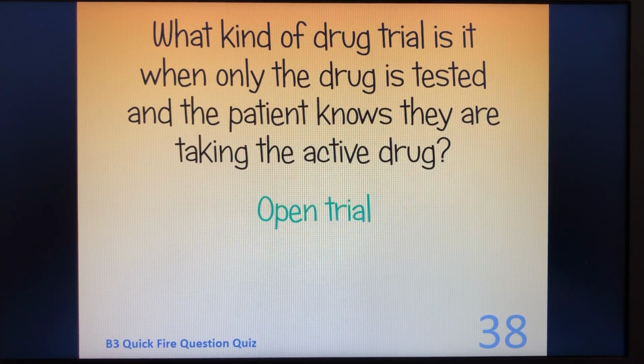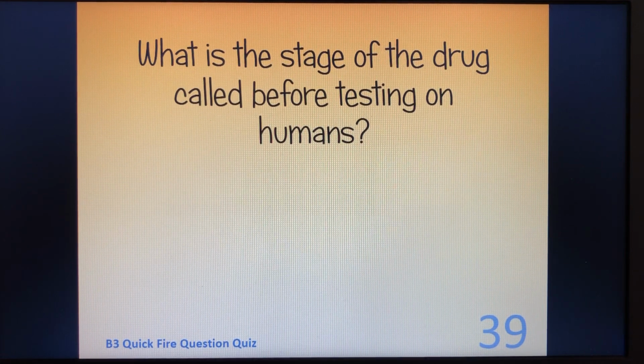Question 39. What is the stage of the drug trial called before testing on humans? So testing on humans is called the clinical stage of the drug trial, and before it's tested on humans, maybe looking at computer models, testing on animals, or human tissue, what do we call that part of the drug trial? And the answer is preclinical. It's the preclinical stage of the drug trial.